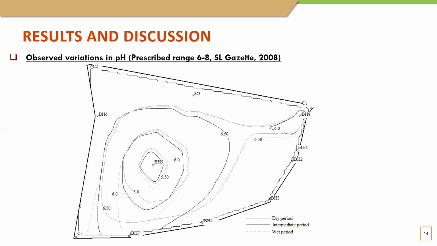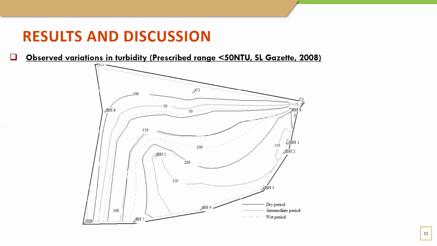pH should be between 6 to 8. Ours ranges between 5.02 to 6.94. And the turbidity also, you can see, is not in the range according to the standard. It also ranges between 50 to over 200 NTU.